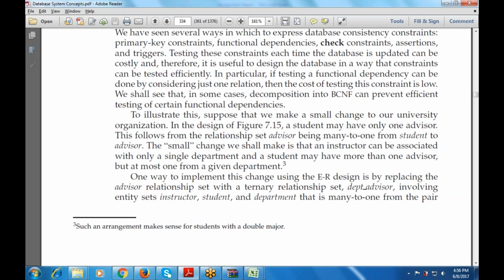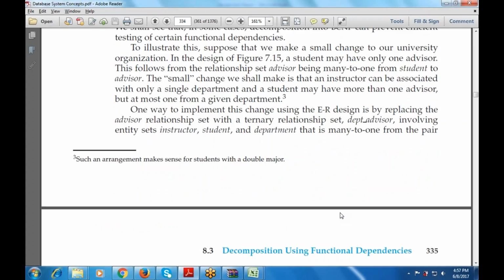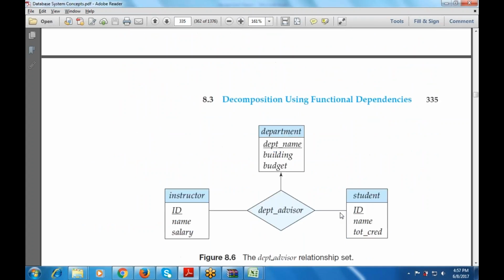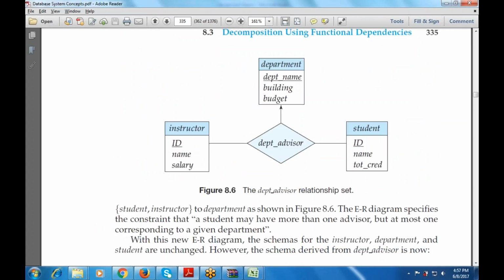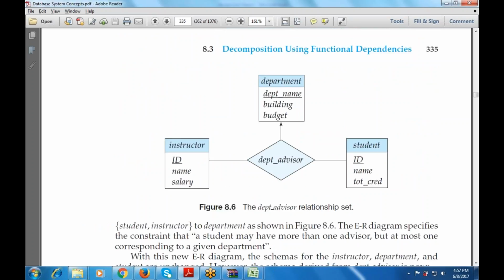And one way to implement this change using the ER design is by replacing the advisors relationship set with a ternary relationship set, department advisor, involving the entity sets instructor, department, and student. That is many-to-one from the pair to the department.